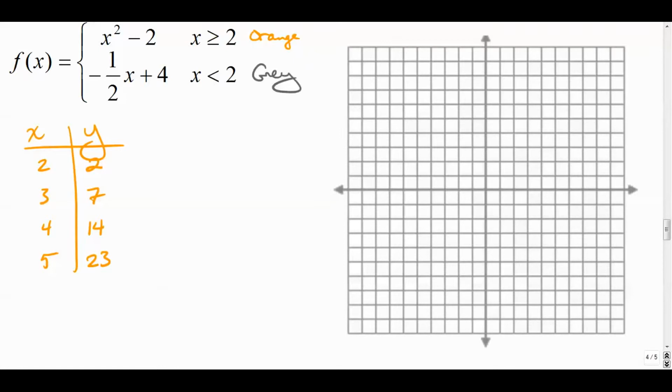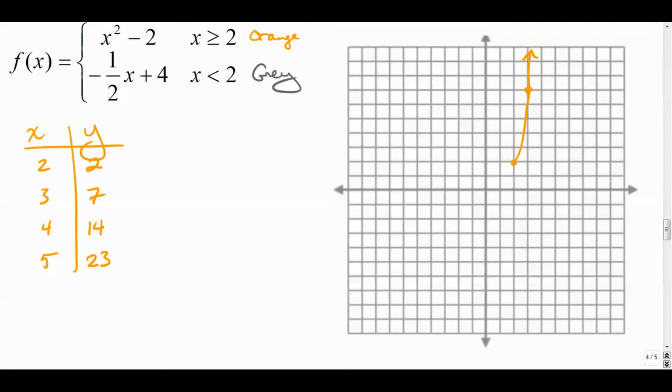So my constraint, 2 is right here. 3, 7, 1, 2, 3, 4, 5, 6, 7, and the other ones aren't going to be on the graph. 2, 3, 4, 5, 6. All right, this is a curved function. I know that, so I'm going to just try to do my best to connect that with a curve that goes on forever.